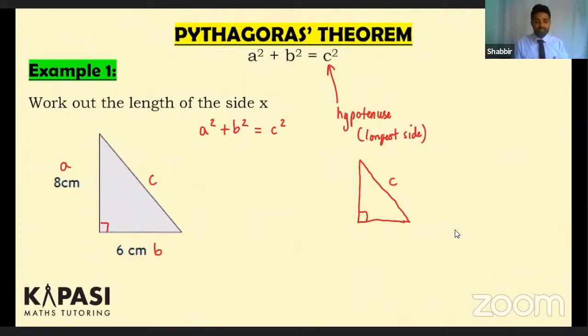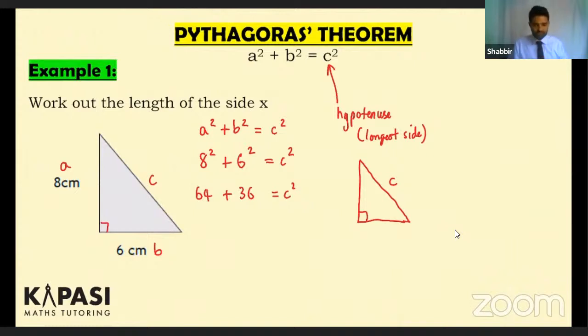What I would do now is put the information from the question into my formula. So I know the value of A is 8. So I'm going to say that's 8 squared plus B, which is 6, so 6 squared, equals C squared. I'm just going to leave that as C squared. We can now work out what 8 squared and 6 squared are. So 8 squared, 8 times 8 is 64. And 6 times 6 is 36. And I'm just going to leave that end bit as C squared.